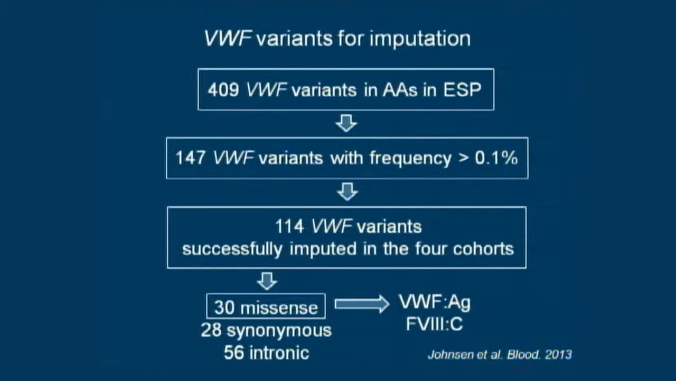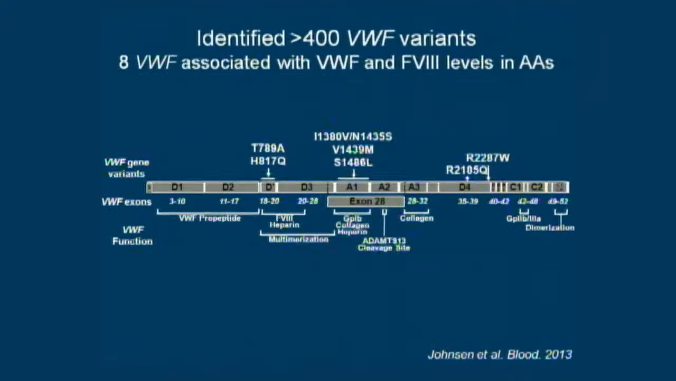And it's important to have those big data sets when you do imputation because you don't want to compare apples to oranges with demography. So of these, 30 were missense, and so those are the lowest hanging fruit to actually change von Willebrand factor function. So we looked at those 30 missense variants with von Willebrand factor antigen and the factor VIII data. 8 of those we found to be significantly associated with von Willebrand factor and factor VIII levels in African Americans.